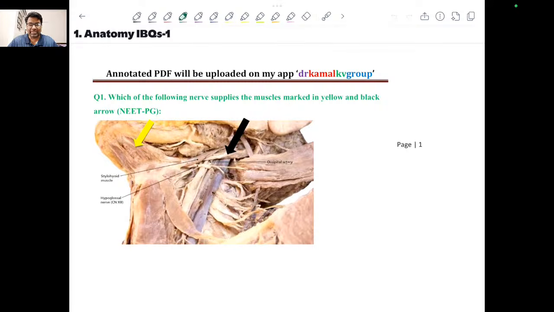Welcome to this session of Target NEET-PG 2026, and today I have compiled a few image-based questions from the previous few years of NEET-PG. Before I go into the session proper, there are a few things which I want to tell you, especially with respect to anatomy. I think 70 to 80%.